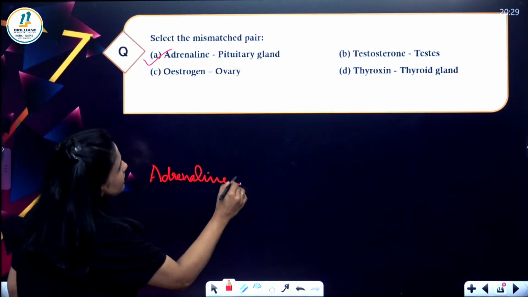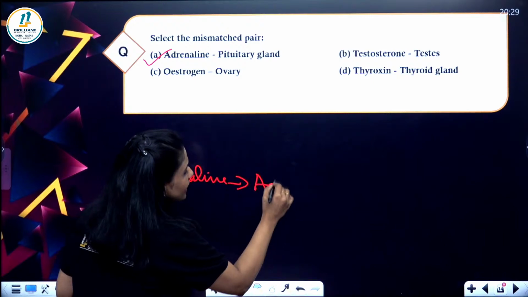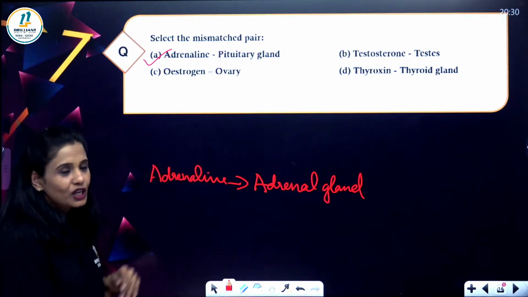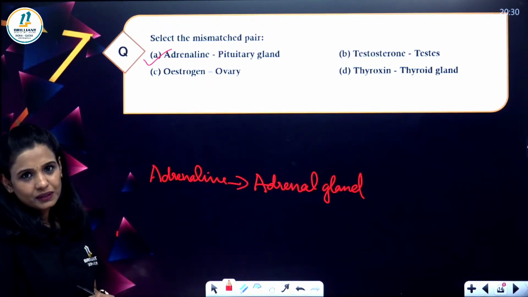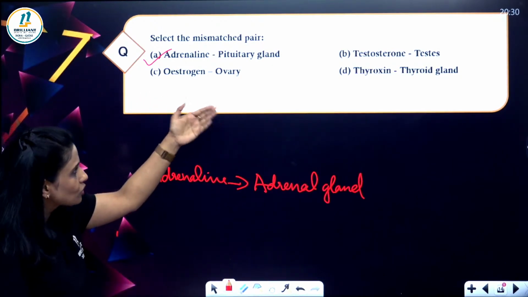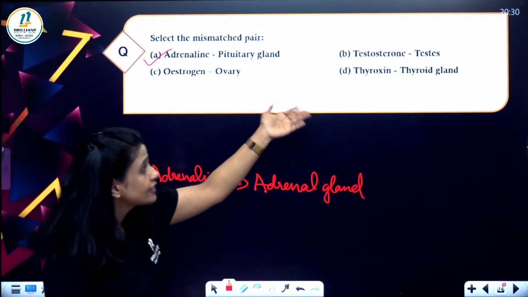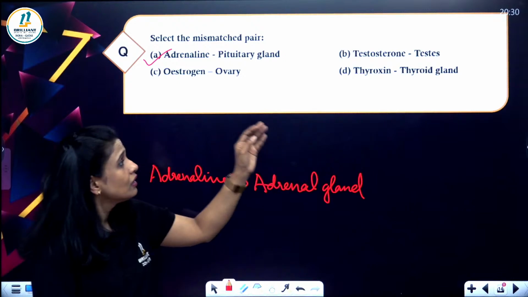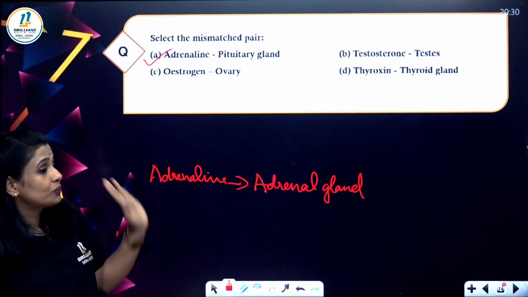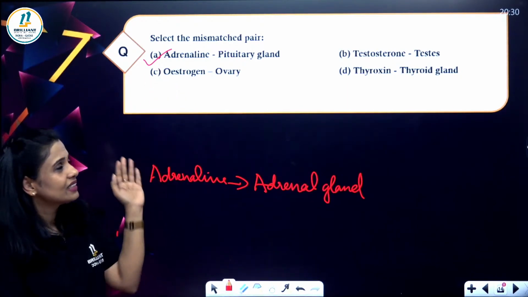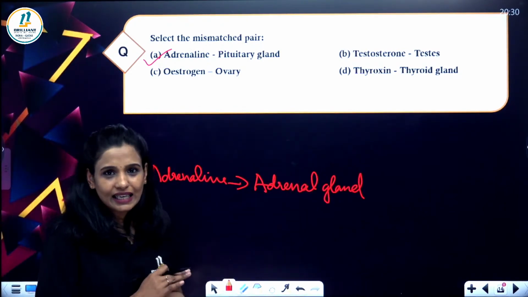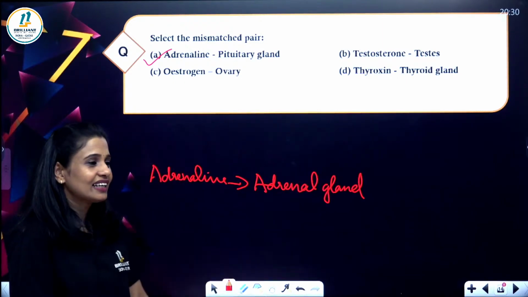Adrenaline is secreted by the adrenal gland, not by the pituitary gland. Estrogen is secreted by the ovary and testosterone is secreted by the testis. Thyroxine is secreted by the thyroid gland. All three options are correct, but the first one is the mismatched one. Adrenaline is secreted by the adrenal gland.